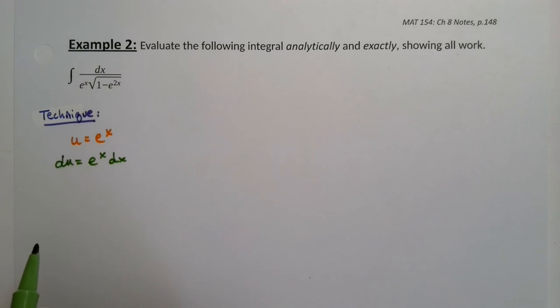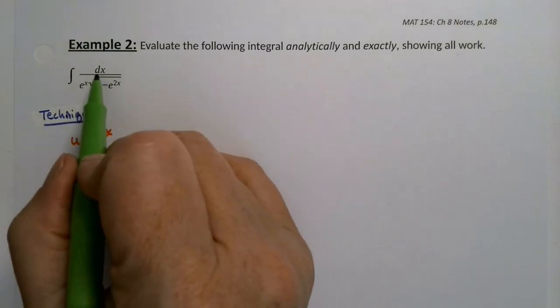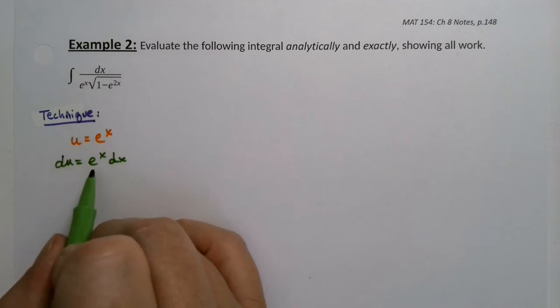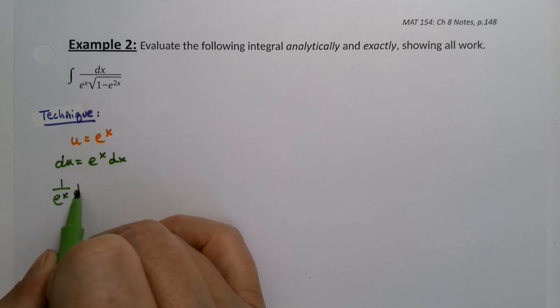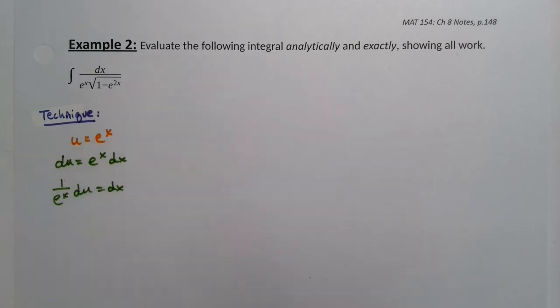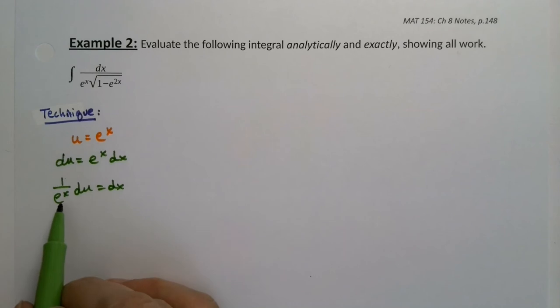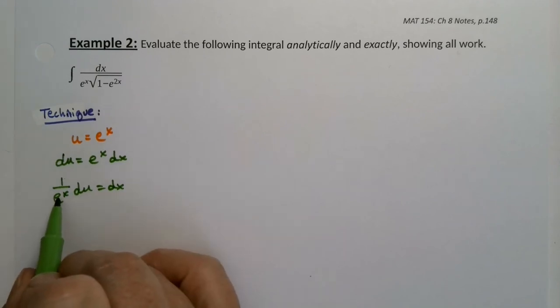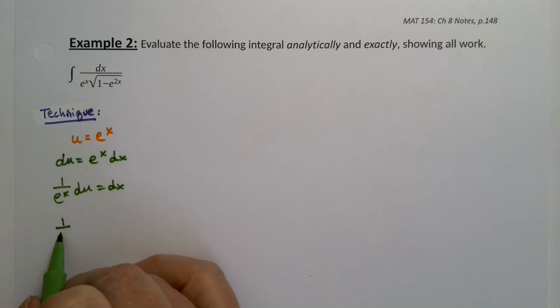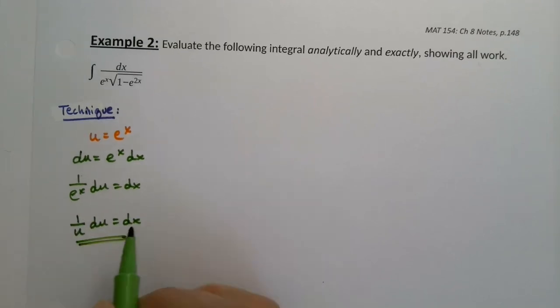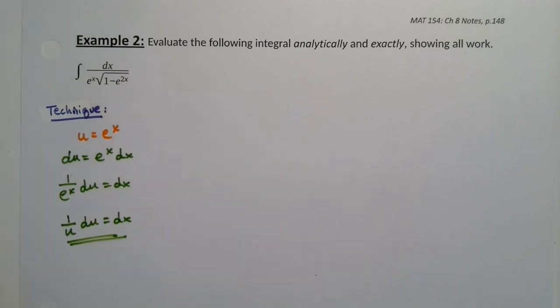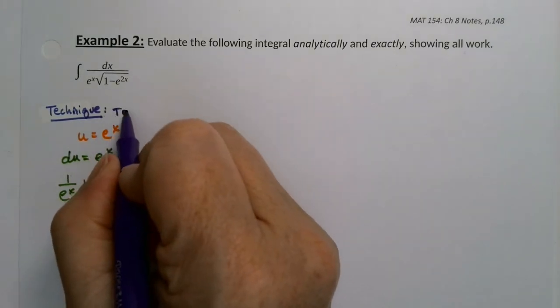Sneaky. Okay, but let's think here. I have the dx in there. So what I really want is the dx. So wouldn't 1 over e to the x du be equal to dx? Now I know what you're thinking. Alana, you can't mix x's and u's. Correct. But e to the x is u. So this is 1 over u du is equal to dx. That's a sneaky substitution, right? So that's a tricky u sub.